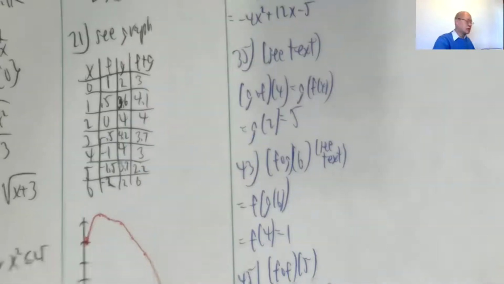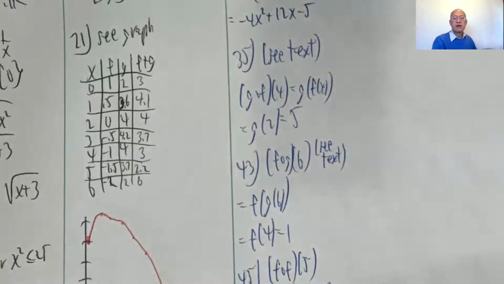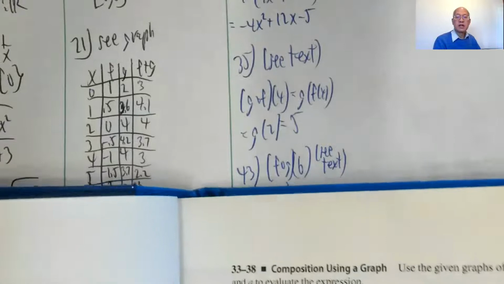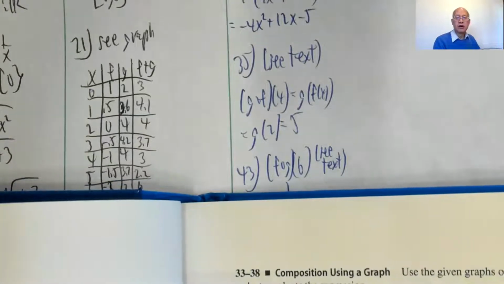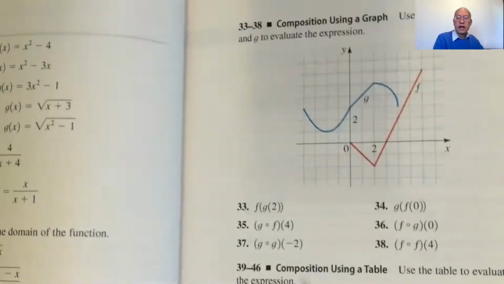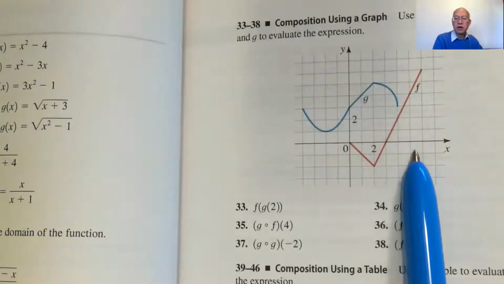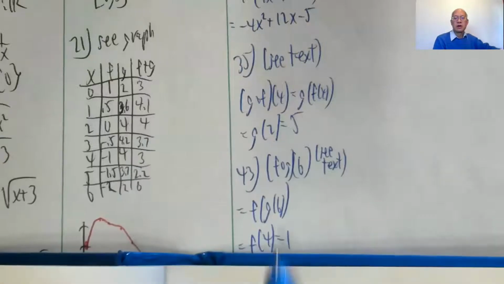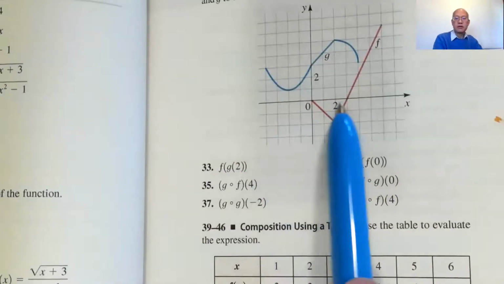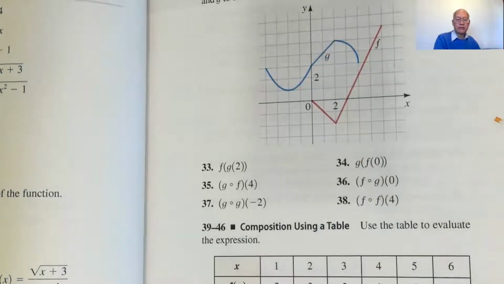35, in order to get that, you have to see the text. 35. It's g∘f of 4. So that's g of f of 4. f of 4 is 2, and then I do g of 2, which is 5. So g of 2 is up here. That comes out to be 5.